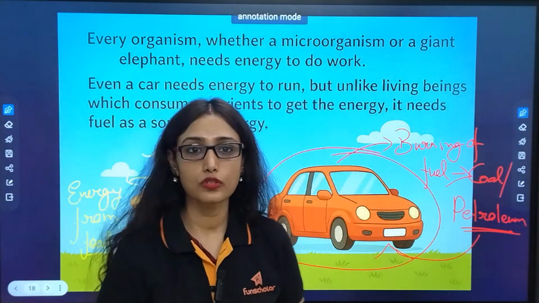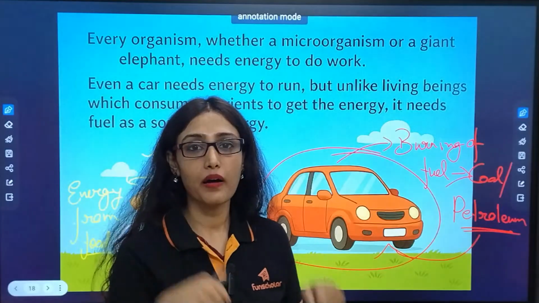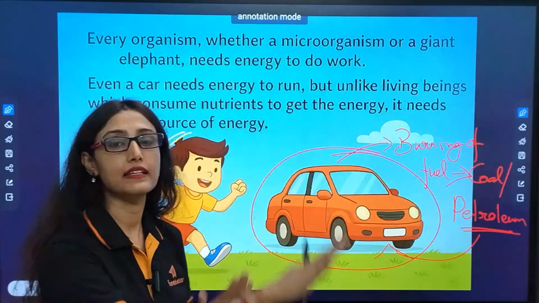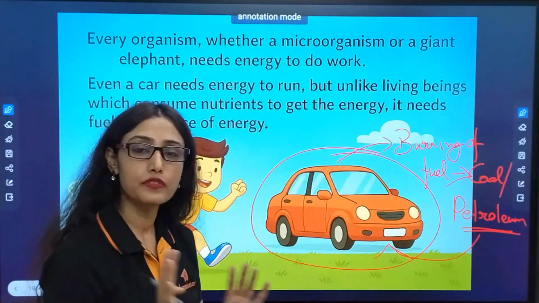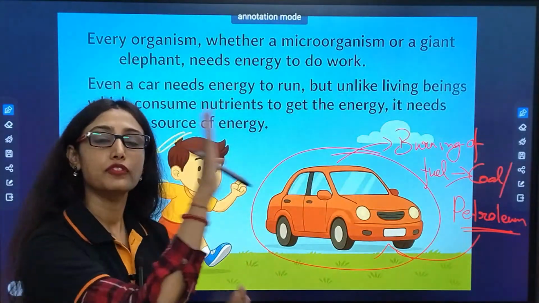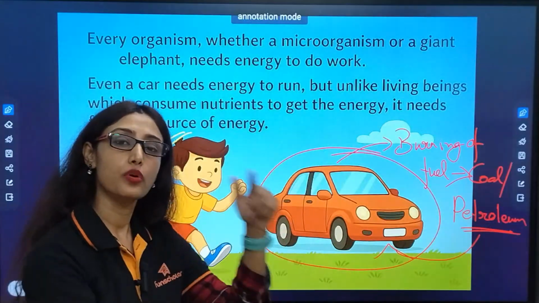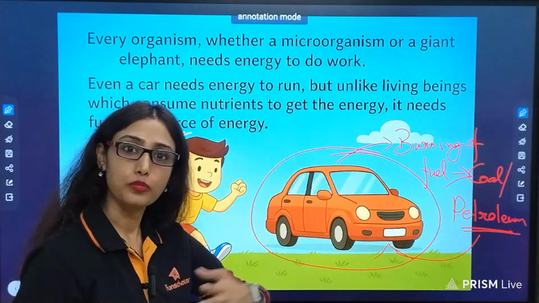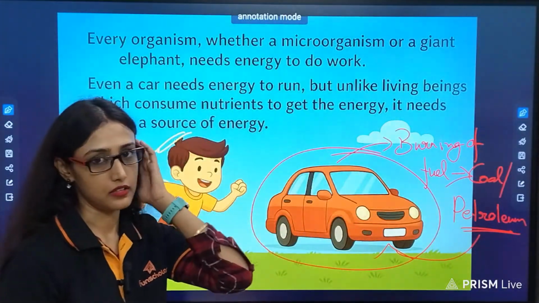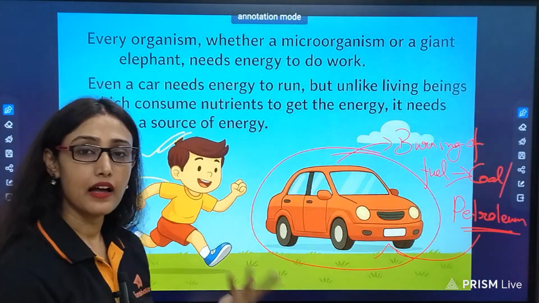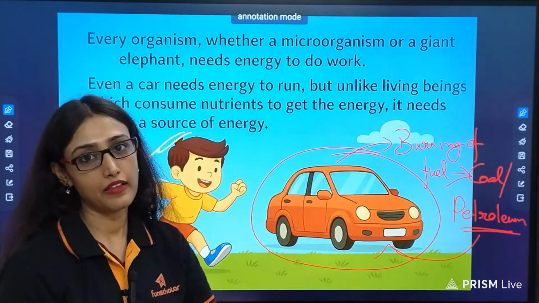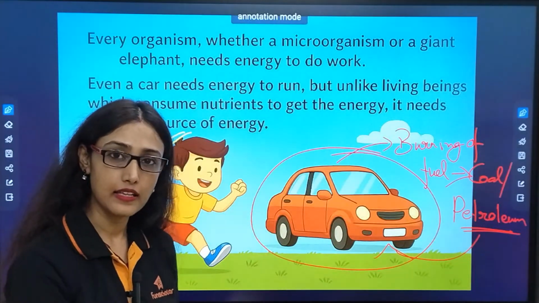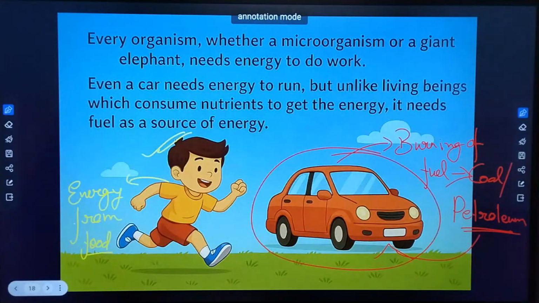And what in the case of a cycle? The cycle also needs what? The wheels, you have to do the paddling, right? You cannot move the cycle by itself, you have to do paddling. So you yourself have to drive the cycle to move it from one place to another. Okay, so there again you are applying force, you are applying energy, and that is why the cycle is moving. So let's read.